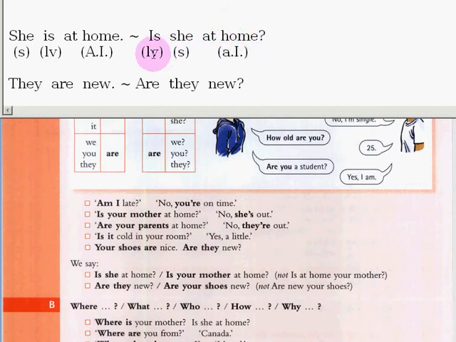Now, you can see that we use the linking verb first and then the subject. Of course, the additional information is still at the end. Here's the second sentence we used. They are new. To change that into a question, switch your linking verb and your subject. It becomes, are they new? As I told you before, it is quite easy, right?